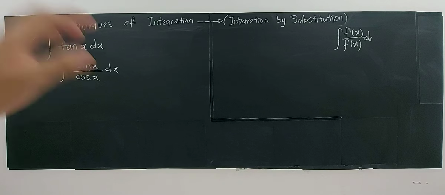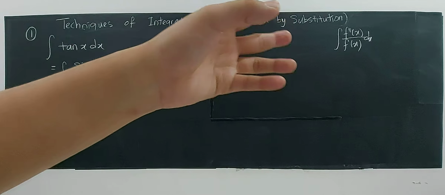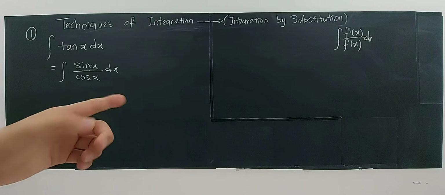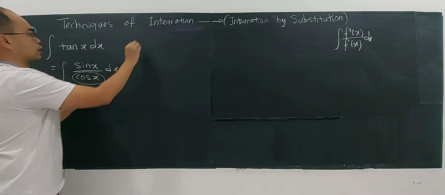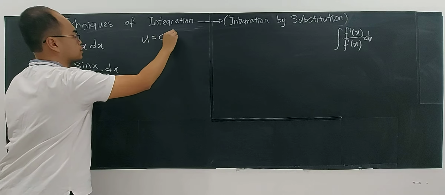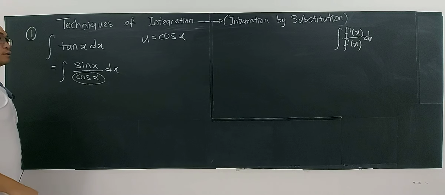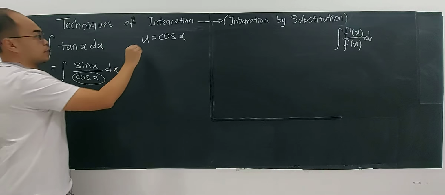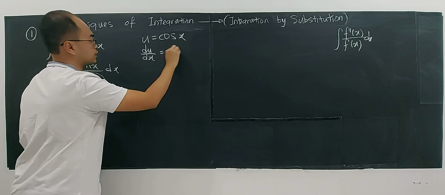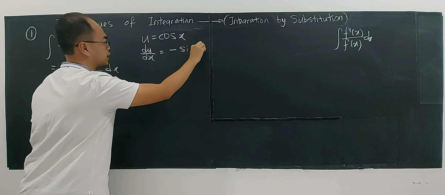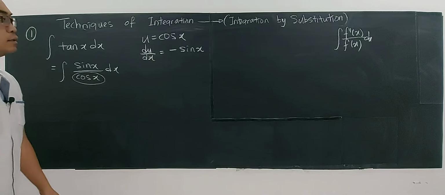But with a formula, sometimes you may get confused, right? So you can apply a technique. The technique here is very simple. For tangent, we always choose u as the denominator as our substitution function. Then du dx: as I differentiate cos, I get negative sine x, right? So I can see that there is a sine x dx here.